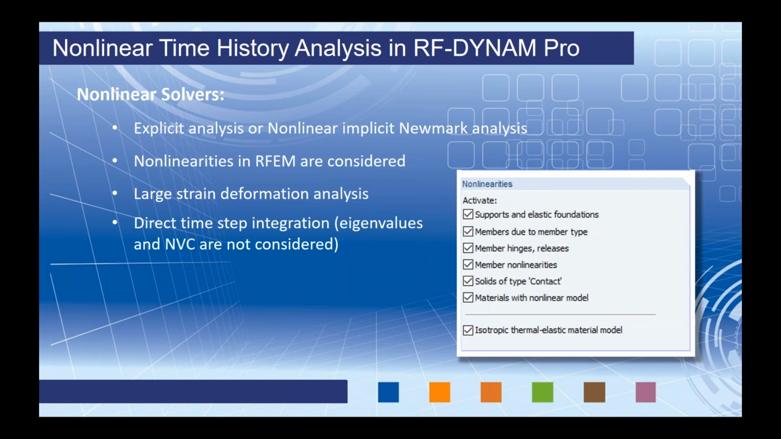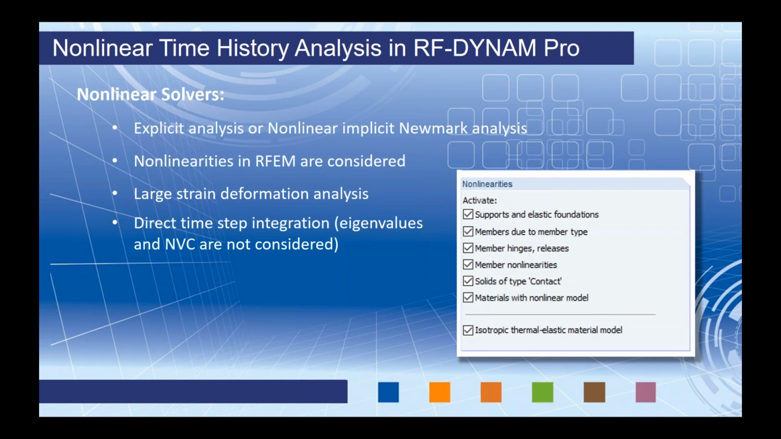So the question might be, well, what exactly are these nonlinearities that we can consider from RFEM? Well, here is a nice screenshot showing you the global settings within RFEM where you can activate or deactivate some of those nonlinearities. So as I already mentioned, the member type, tension only, compression only cables, but we also have support nonlinearities. We have member end releases that we can define nonlinearities such as tearing, yielding, friction, things like that. We also have contact solids and member material nonlinearity. So a plastic analysis for steel, isotropic thermal elastic material models. This can all now be considered with a time history analysis.